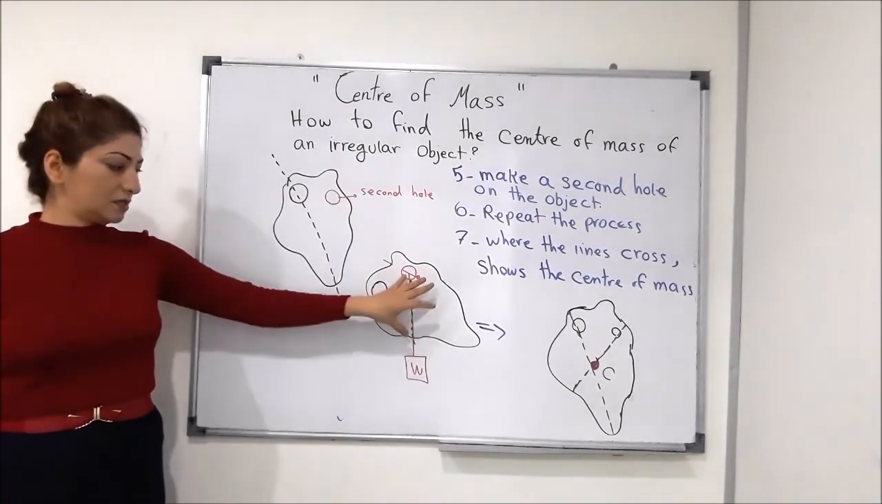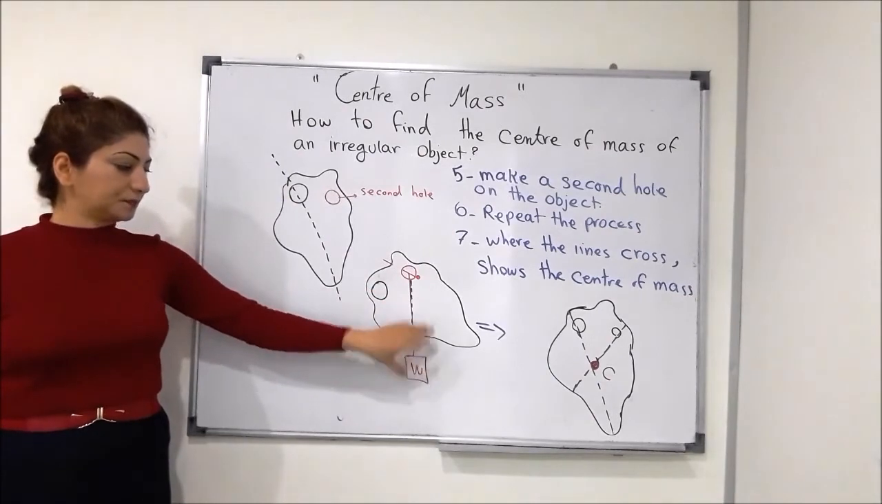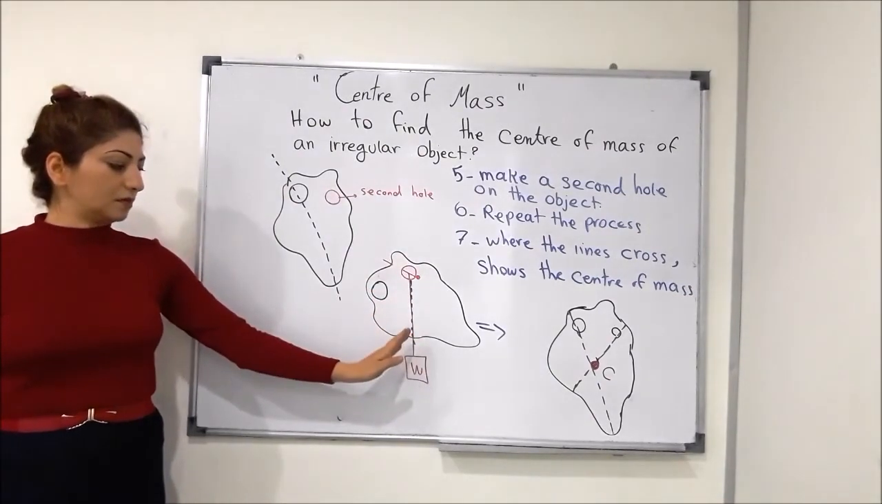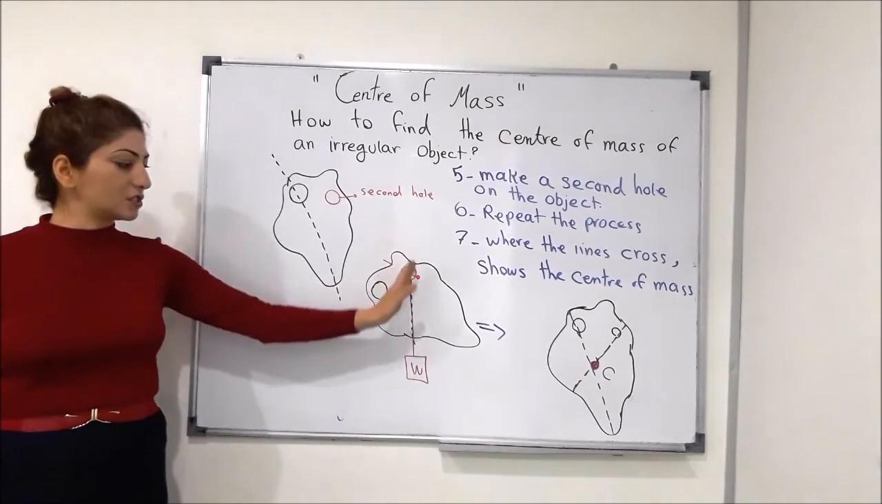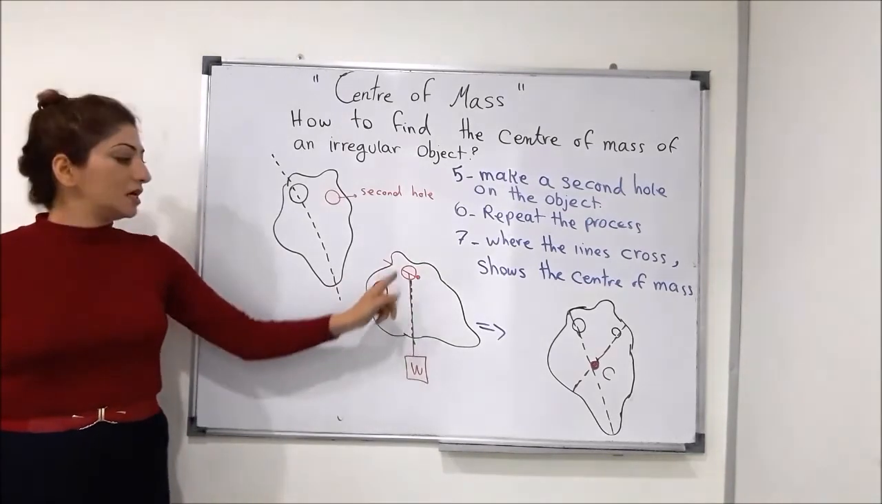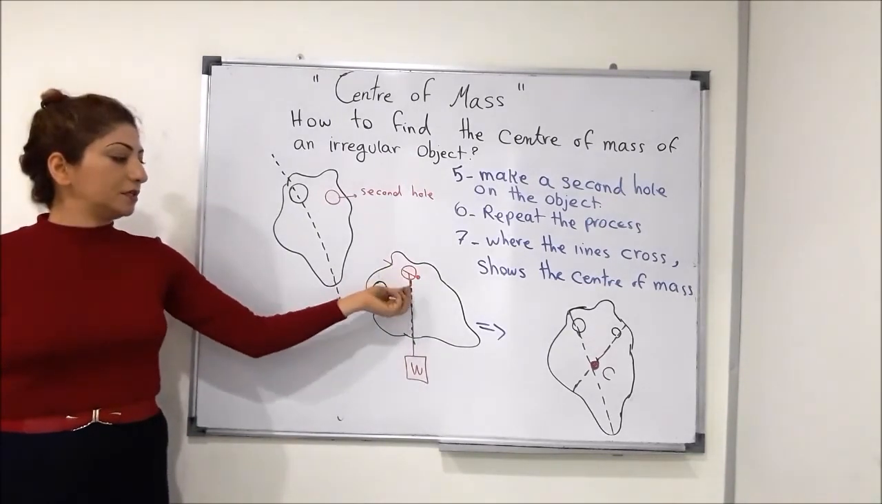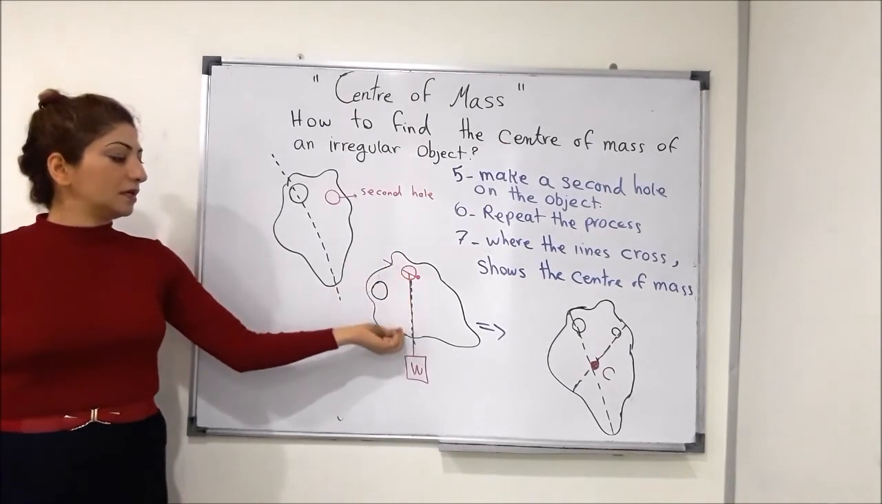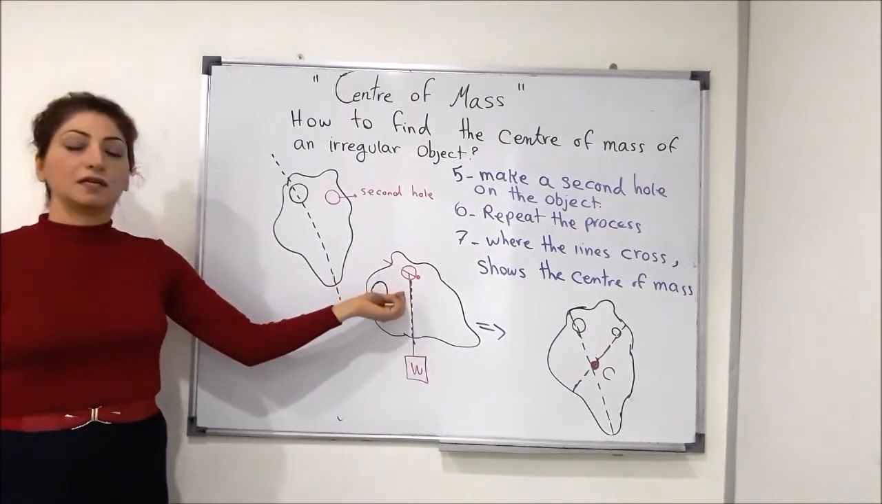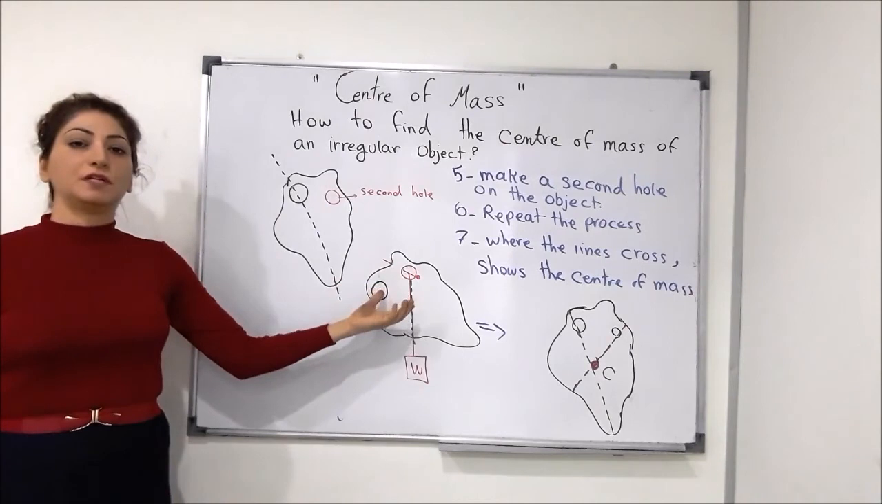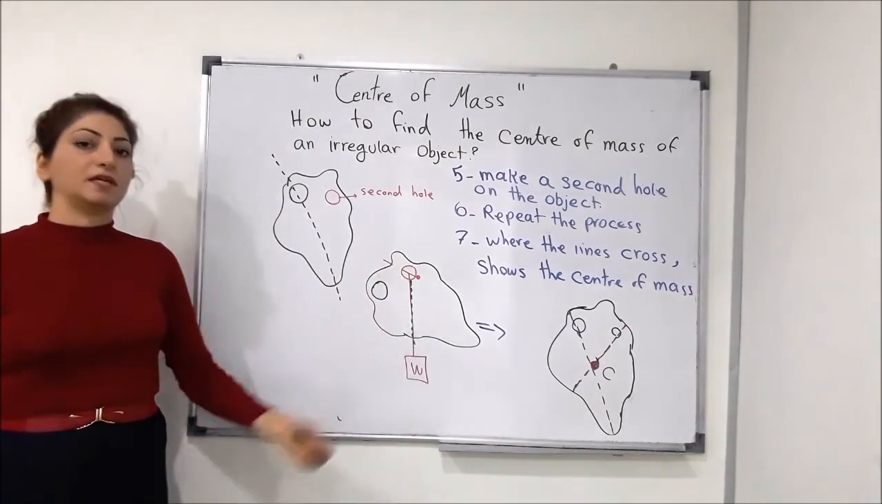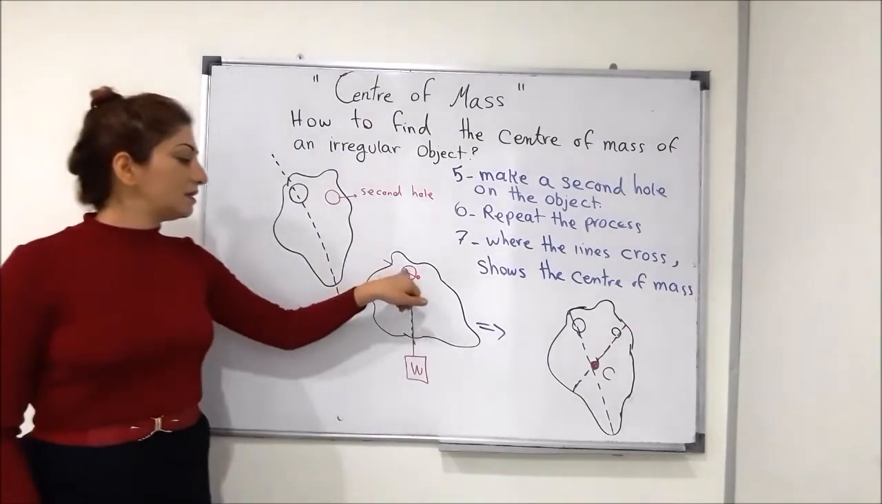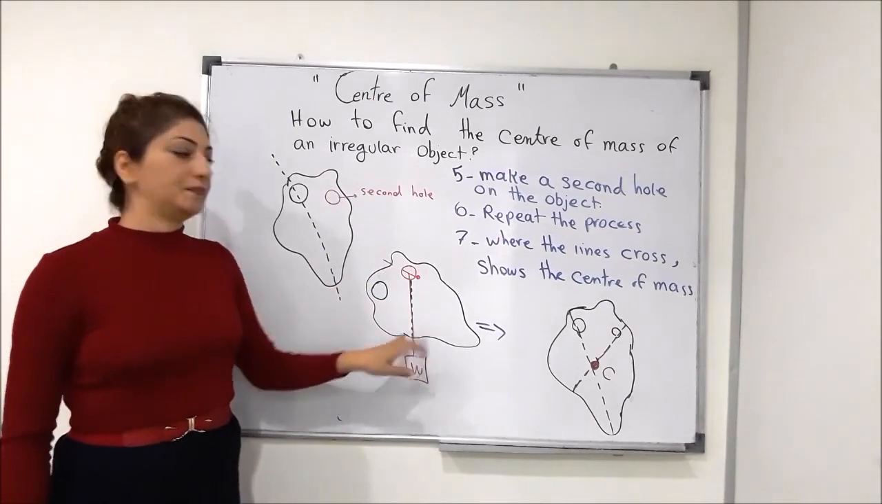And then you see that the string becomes straight and rests on the object. At that time you have to take a marker or pen and draw a line exactly where the string rests on the object. So you will have another line here.